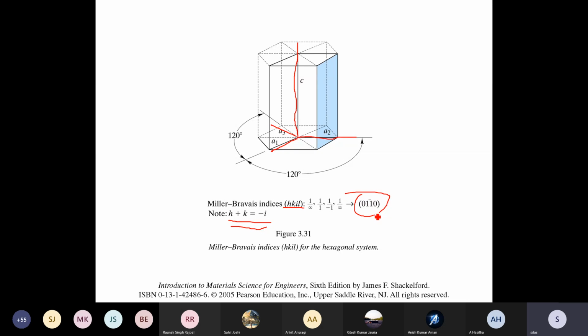Whether you did it correctly or not, you can check it by adding the first digit and the second digit and taking the negative of it. So 0 plus 1 makes 1. Negative of that will be minus 1, so this should be bar 1. If you find it is bar 1, then it is correct. 0, 1, bar 1, 0 is the Miller-Bravais index of the plane, and you did it correctly. Any question?